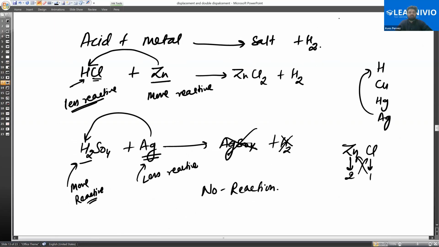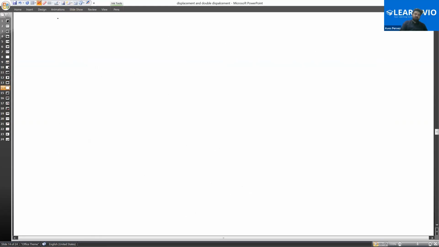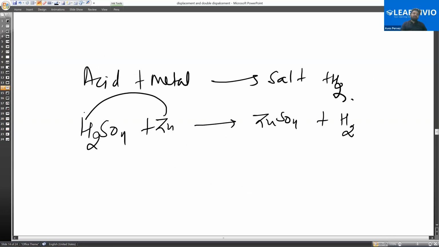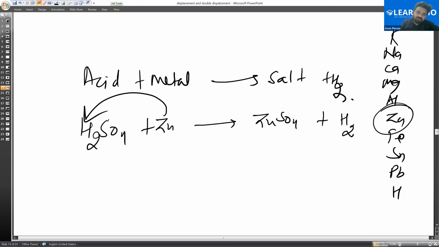Now the reaction between metals and acids. You know that when acids react with metals, they give salt plus hydrogen gas. If you look at this reaction, for example, if I have H2SO4 and react it with zinc, you get ZnSO4 plus H2. Zinc is displacing hydrogen from its compound. How is it possible? It is only possible when zinc is more reactive than hydrogen in the reactivity series. We have potassium, sodium, calcium, magnesium, aluminium, then zinc, then iron, then tin, then lead, then hydrogen. Zinc is above, so it will displace.